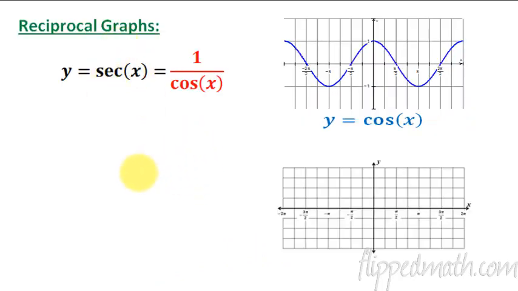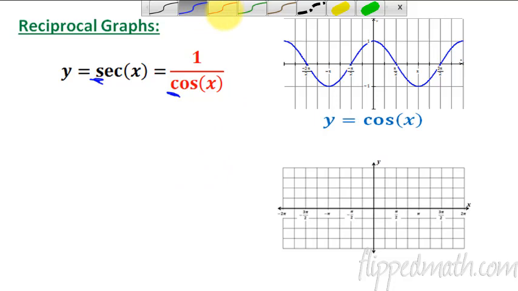So for the first reciprocal graph, secant, we're going to have cosine, 1 over cosine. I remember this because the S and the C are going to go together for the cosine and secant. Now, it would be really nice if cosine's reciprocal was sine, but it's not. It doesn't work that way. So what you have to do is know that it's the other one. Cosine is 1 over secant, or vice versa, secant is the same as 1 over cosine.